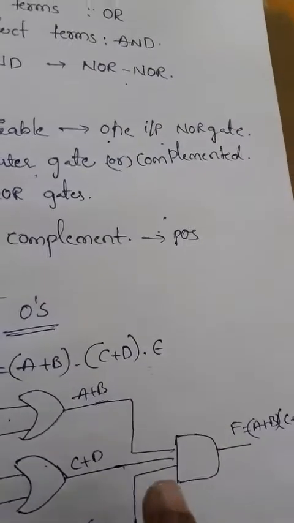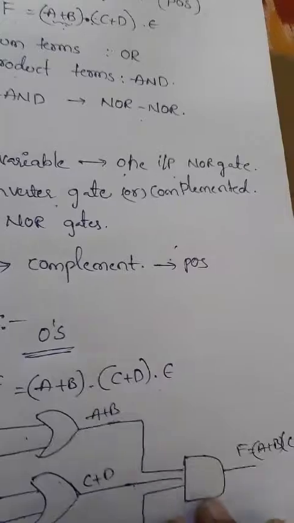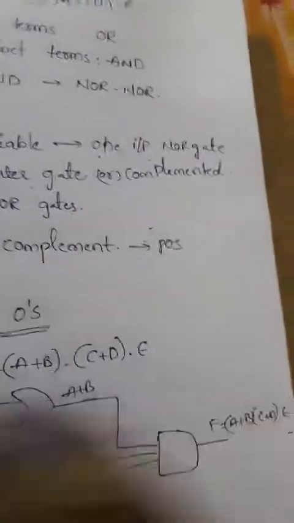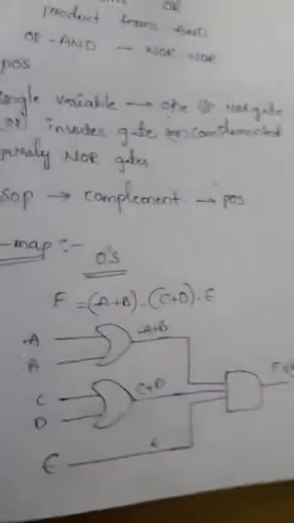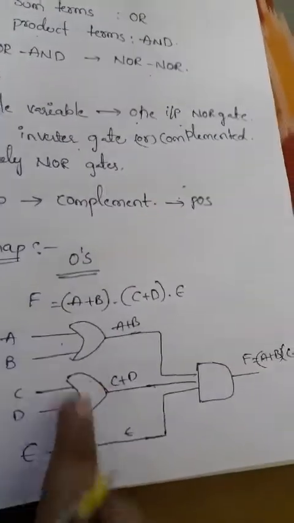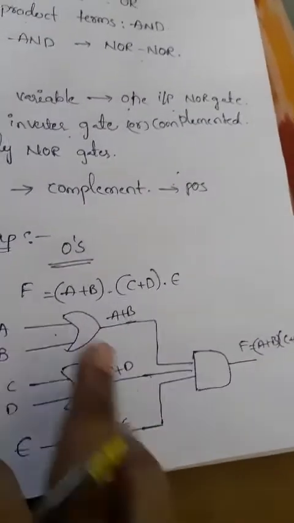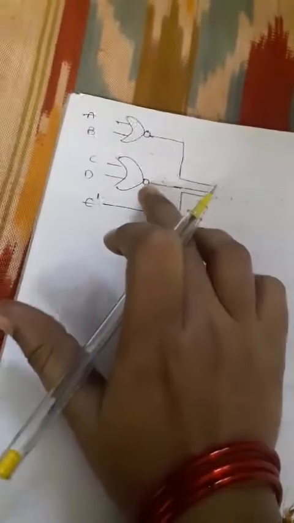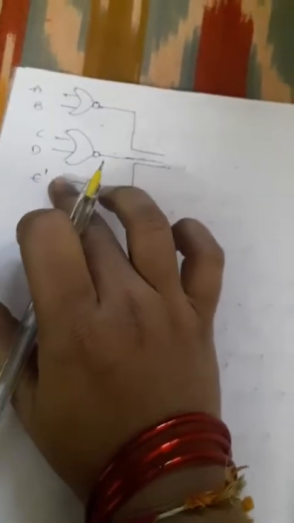In between these three terms, which operator do we have? The AND operator, right? Now we have to convert this AND. Already these three are converted into NOR gates, so this is a NOR gate, this is a NOR gate, and for the single variable we follow the second rule, that is the complement. And for this we also have to apply the NOR gate now.